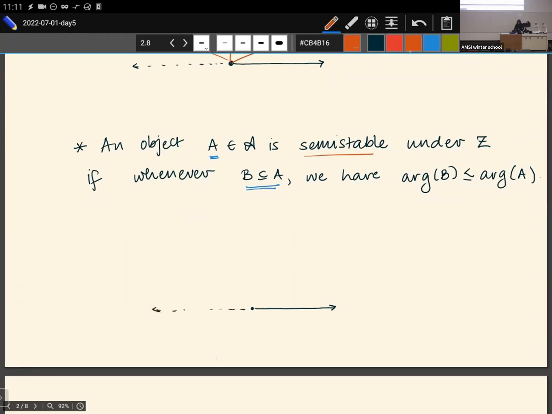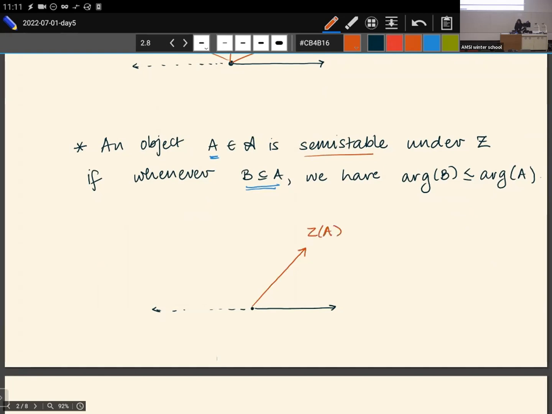So here's my, and I should have said this earlier, but of course, I'm just saying I'm sending objects to vectors. What I mean, of course, is that the classes of the objects in the Grothendieck group go to vectors, okay? But I'm ignoring that.